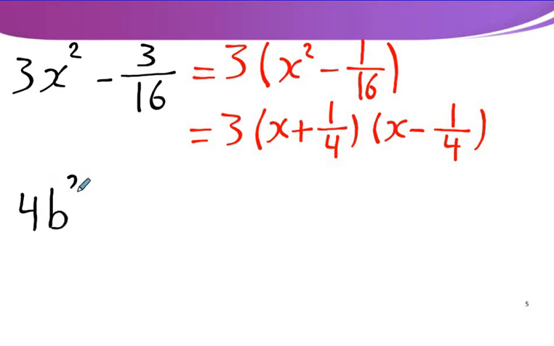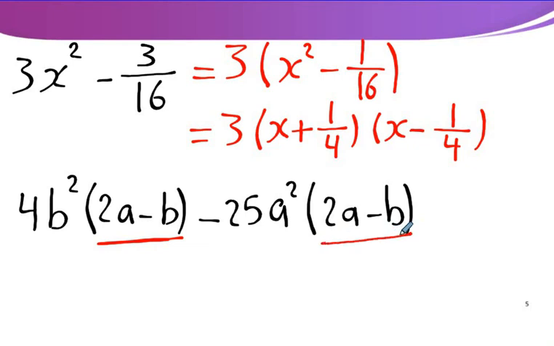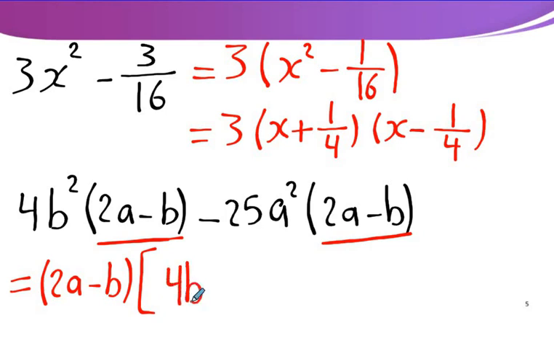4b to the power 2 multiplied by (2a minus b) minus 25a to the power 2 multiplied by (2a minus b). The highest common factor here is 2a minus b, so take 2a minus b out and divide each term by 2a minus b. It will be 4b to the power 2 minus 25.